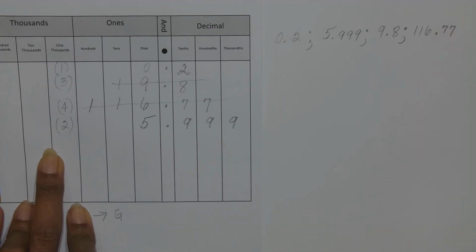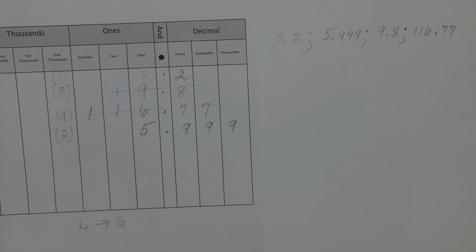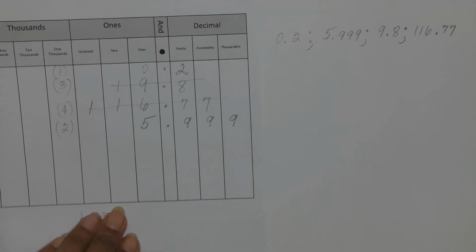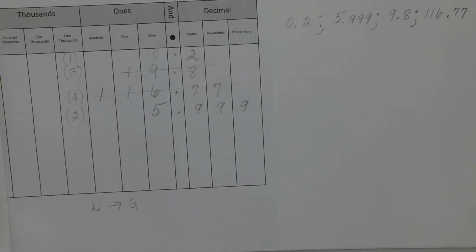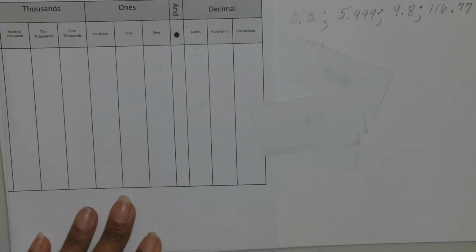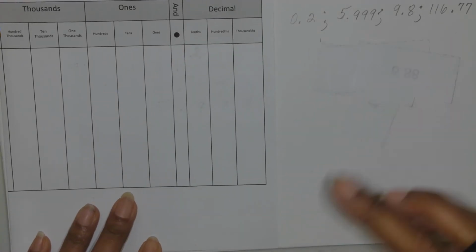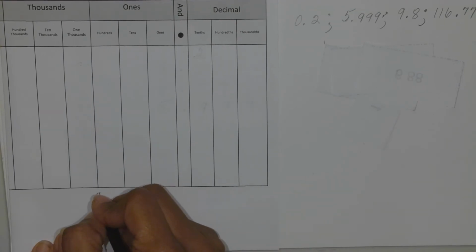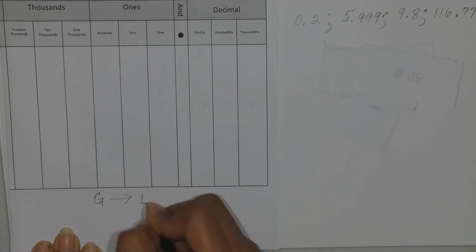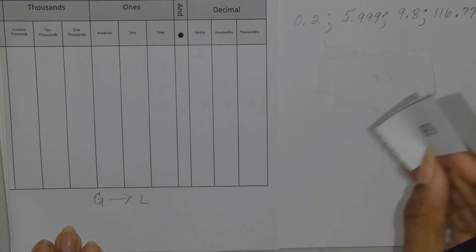And then the greatest is 116 and 77 hundredths. We're going to choose 4 more cards, and this time they want us to alternate the order. So instead of ordering them from least to greatest, we're going to order them from greatest to least. So I pulled 4 more cards, and this time I'm supposed to put them in order from greatest to least, following the same instructions as before.